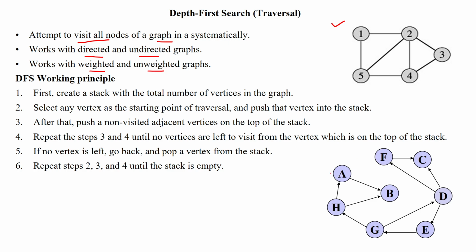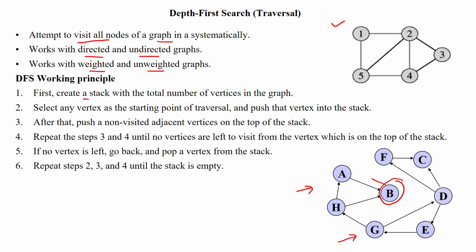vertex, right? But when you're selecting the directed graph, any vertex you select should have a path to reach all other vertices in the given graph. So when you're selecting B, you see there are no outgoing edges from B, so you cannot move or have a path from B to other vertices. So when you are selecting the vertex as a source from the directed graph, it should have a path from it to all other vertices through any vertex in the given graph.